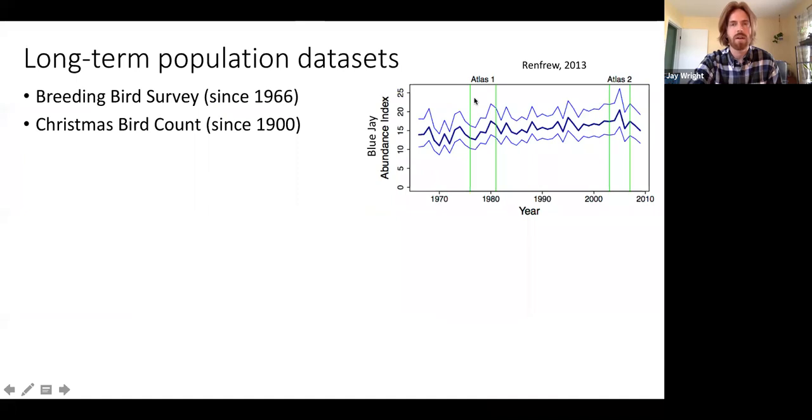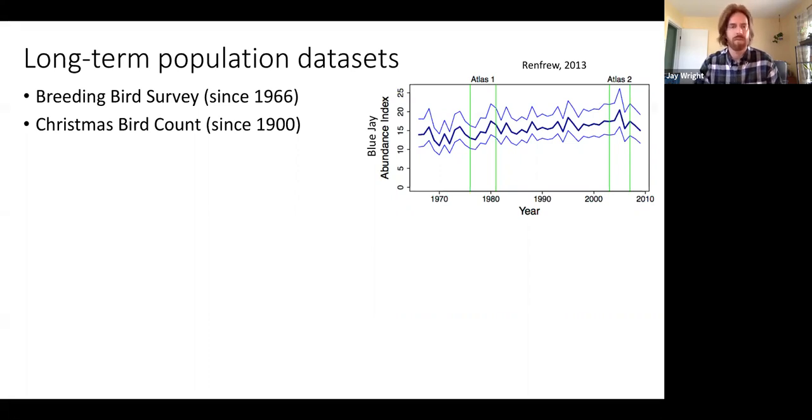All right, so the other part of this research, as I mentioned, was the broad-scale population analysis. I'm using 2 long-term population data sets. One is the Breeding Bird Survey, which has been going on since 1966 and has a uniform protocol that many volunteers take out each spring and summer. And then the Christmas Bird Count, which has been going for over 100 years now.